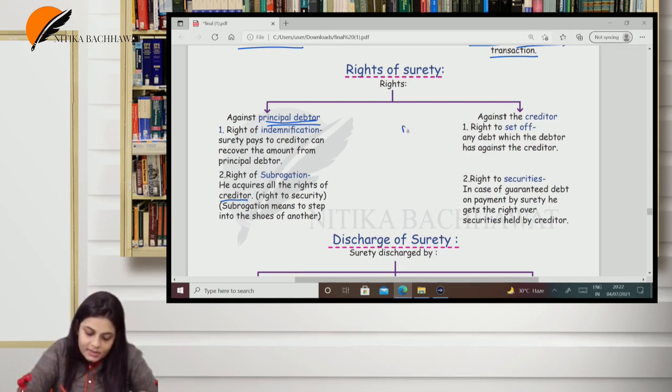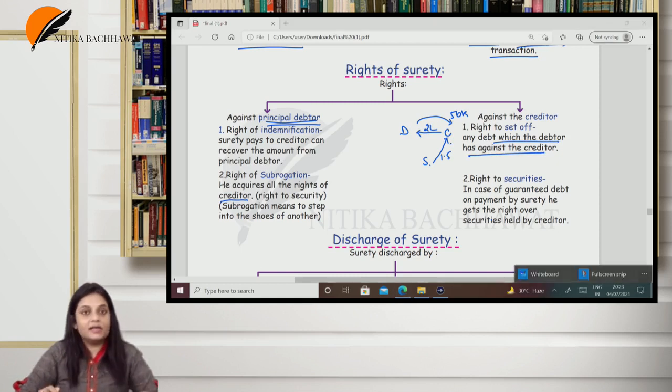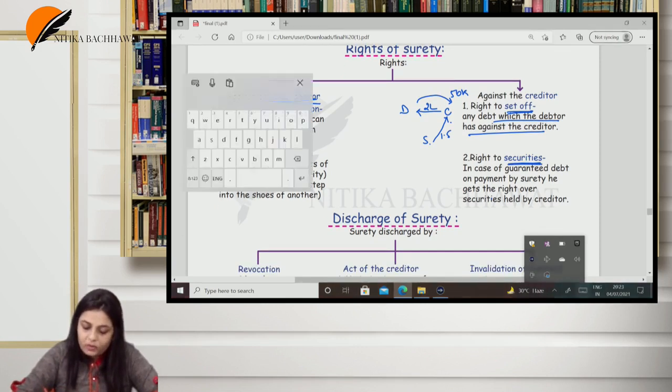So, let us say this is the debtor, this is the creditor and this is the surety, right. The creditor had given 2 lakh to the debtor. The debtor had also given 50,000 to the creditor. So, when the surety pays the money to the creditor, can he just pay 1.5? Yes. Any debt which the debtor has against the creditor can be set off by the surety. So, he has a right to set off any amount that the creditor had to pay to the debtor. And the next one is the right to securities.